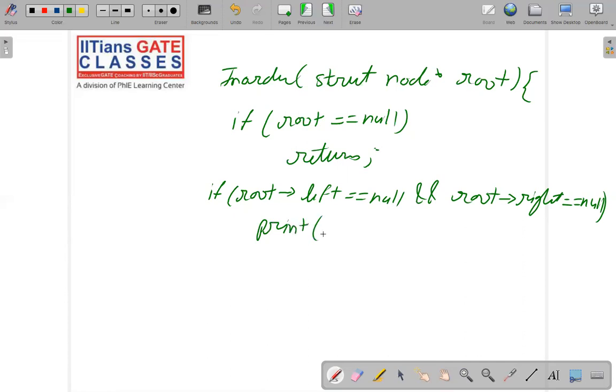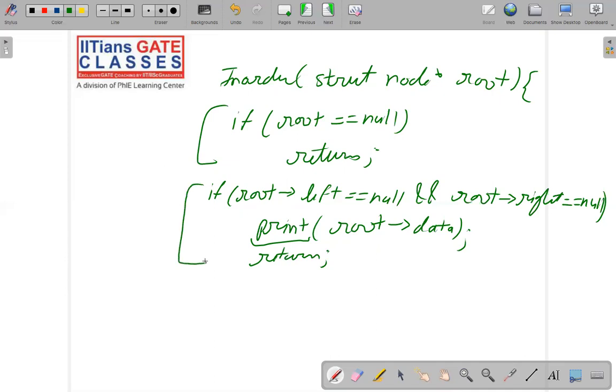Traversing means we are basically going for all the nodes one by one recursively. So we are printing it. Print the root data, because we are at a leaf node. And return. Don't do anything, just return. So this is for the null check and this is for the leaf node check. Okay, so we are at a leaf node and we have to go back. If these two are not the condition, what to do? First, go to the left node.